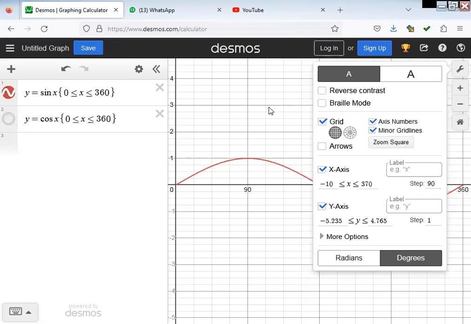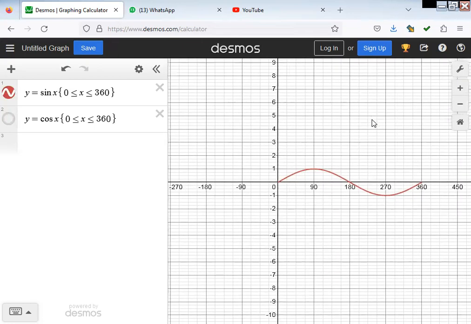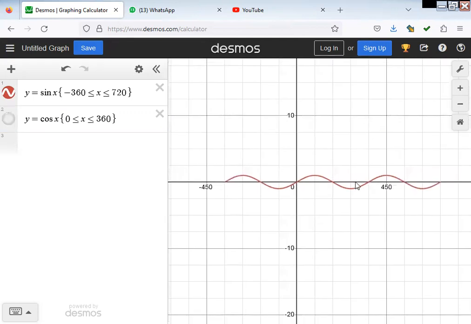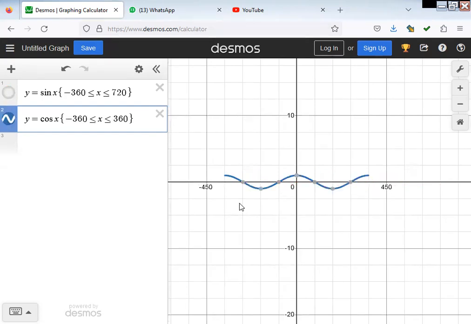ये periodic functions कहलाते हैं. अगर मैं इनकी ये मूव कर दूं, आगे भी इसी तरह कंटिन्यू होंगे. देख लो जरा. If I go from -360 to 720, these are the variations. वो आगे वही चीज कंटिन्यू होती है, पीछे भी वही चीज कंटिन्यू करते हैं. And same goes for cosine as well. Clear है?